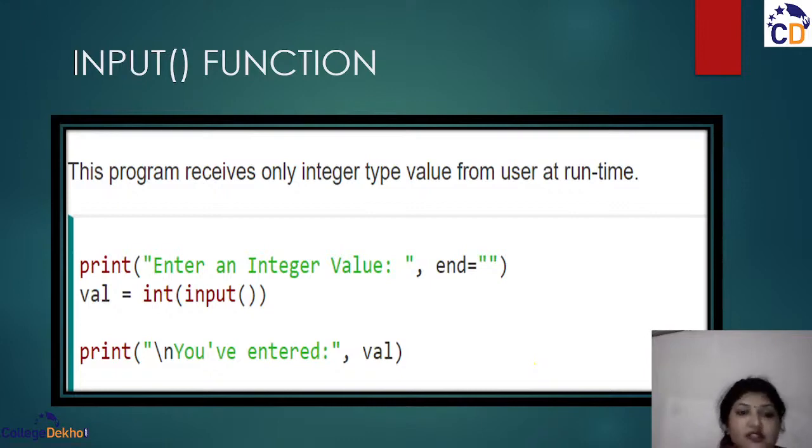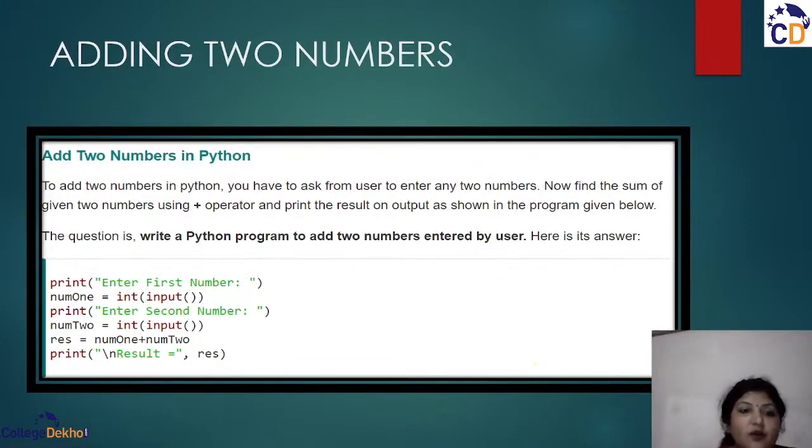And after this, what is the role of different variables? What is the role of the print function? What is the role of the input function? Right?